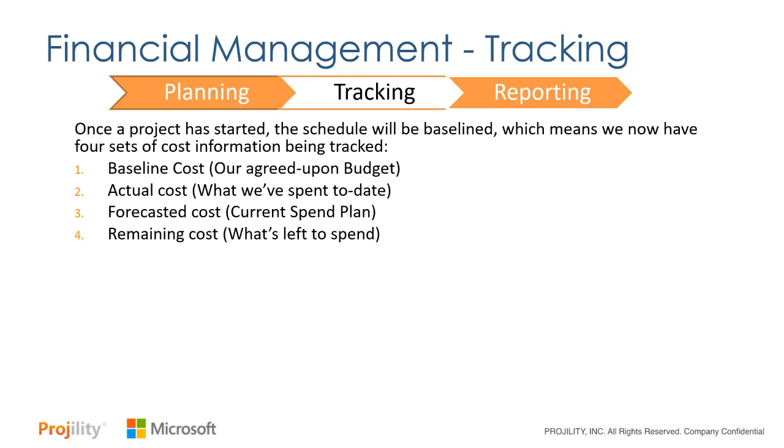Second element is our actual cost, and this is what we've spent to date. We may have had a $50,000 budget, but we've spent $20,000 of the 50 to date, and here's what our remaining work is. So we can also look at our forecasted cost, which is our current spend plan to complete the work that we have within a project or across the portfolio. And then we're going to look on the fourth element, which is the remaining cost. What's left to spend, and can we hit our targets based on what we have our estimate to complete?